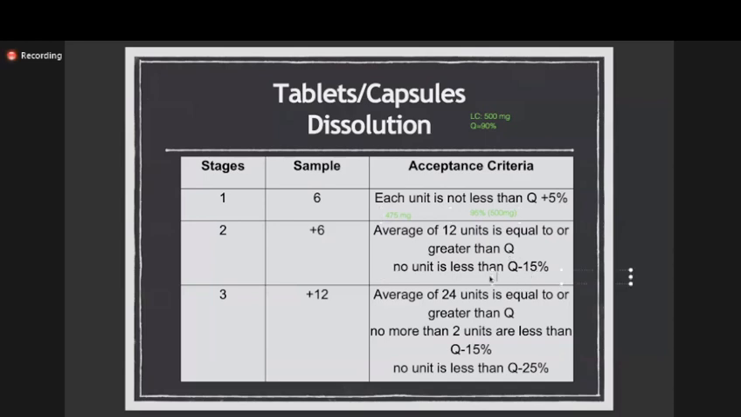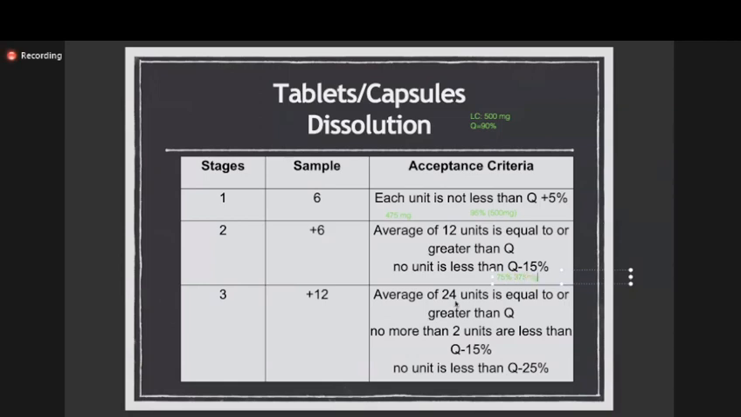So what is Q minus 15? 90% minus 15 would be 75%. So it should be 75% times 500, so no unit should go below 375. If any goes below 375 milligrams, then proceed to stage 3.